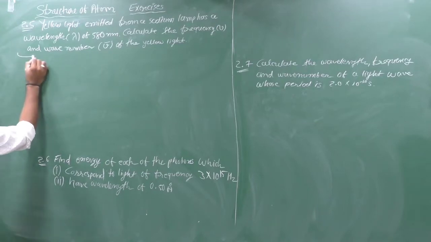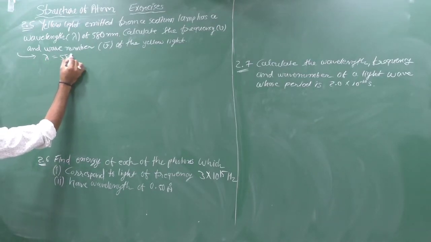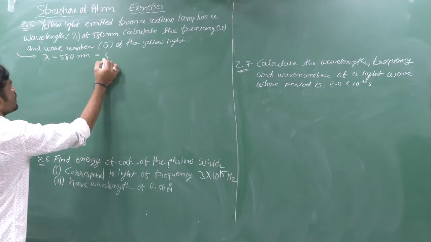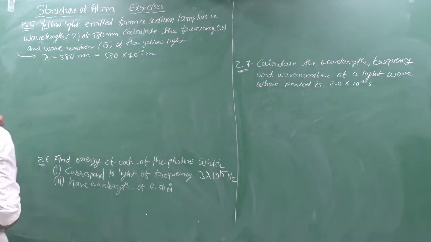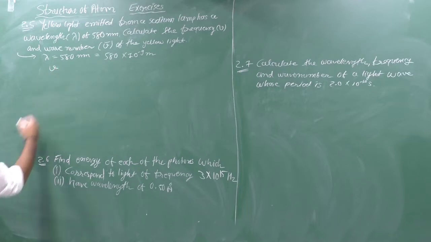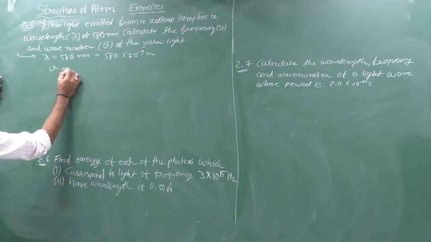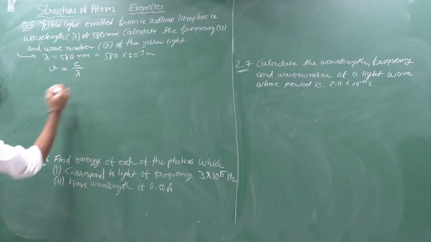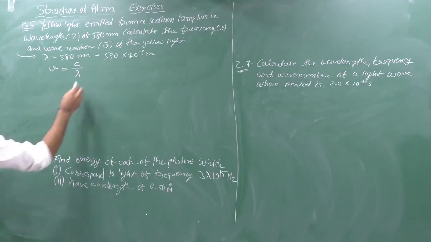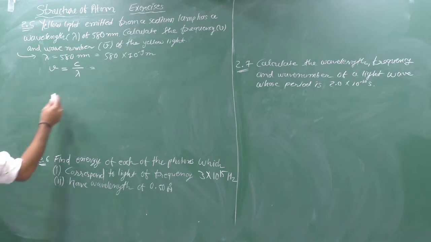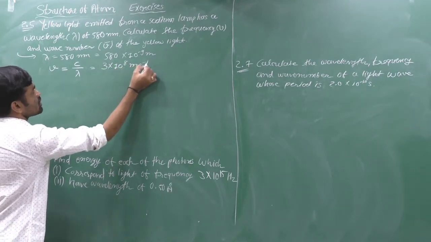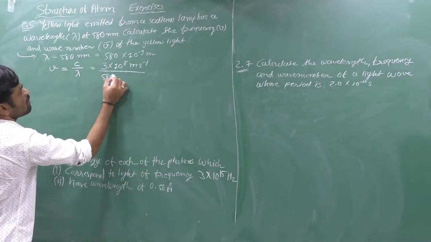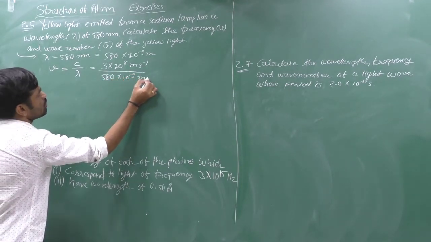First, given here is lambda, which is 580 nanometer. We convert into meter, then 580 into 10 raised to minus 9 meter. First, we calculate frequency mu. Frequency mu is equal to C upon lambda. It is the formula which we must remember. C is the velocity of light, which is always 3 into 10 raised to 8 meter per second. And lambda is 580 into 10 raised to minus 9 meter.